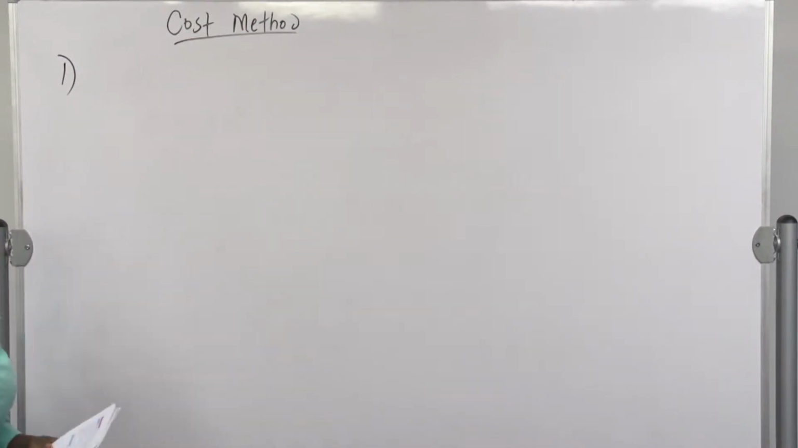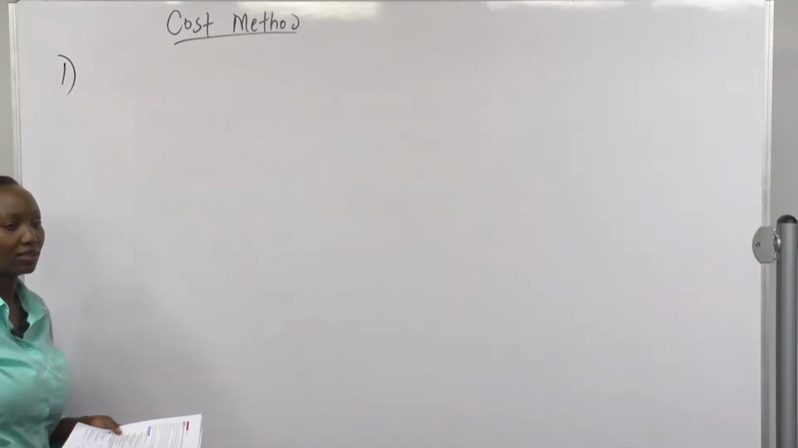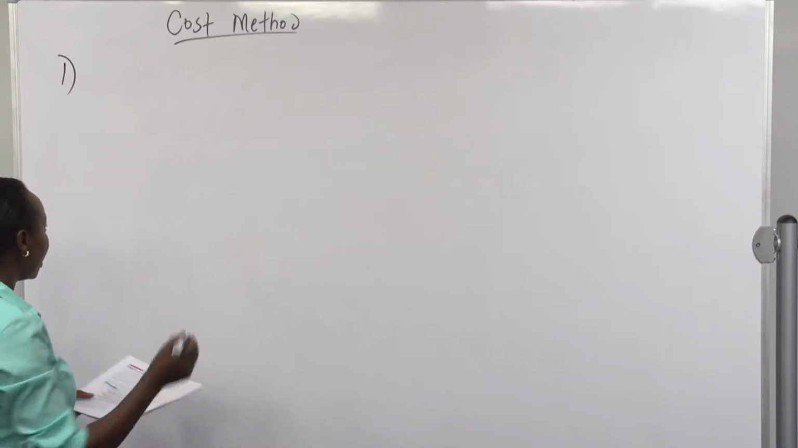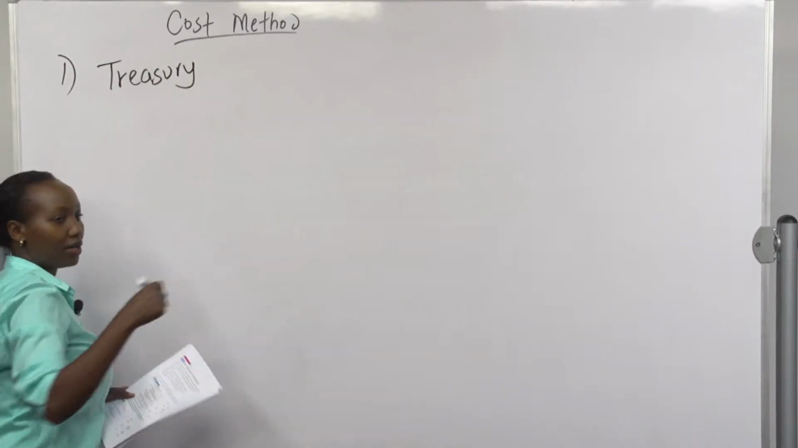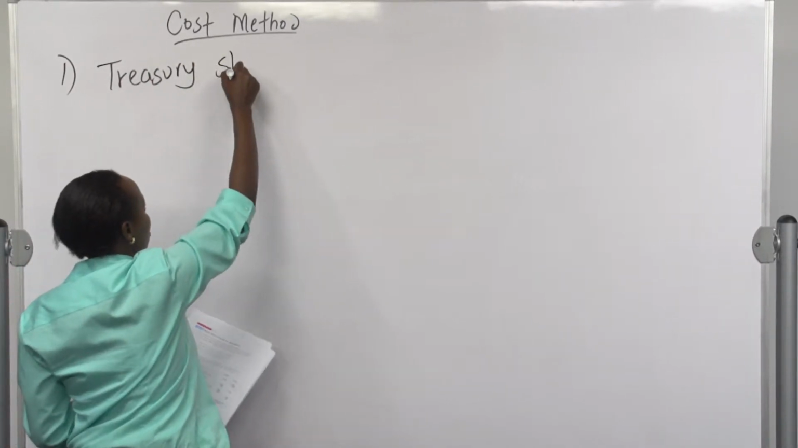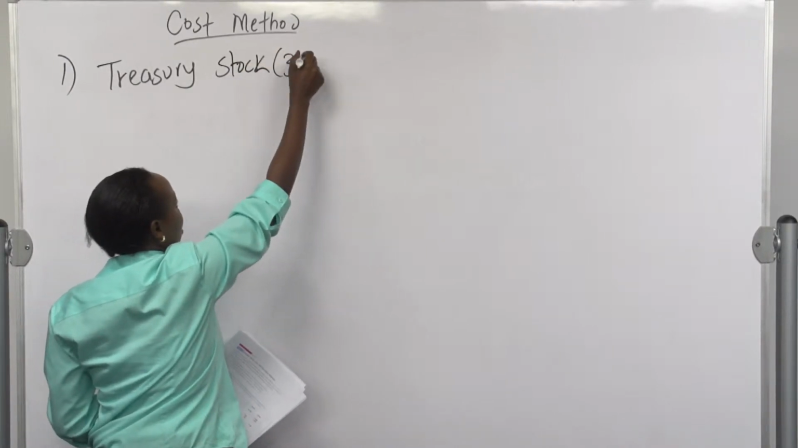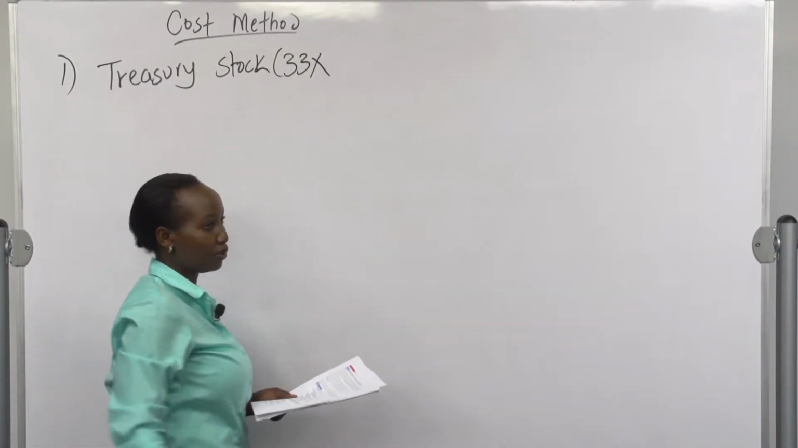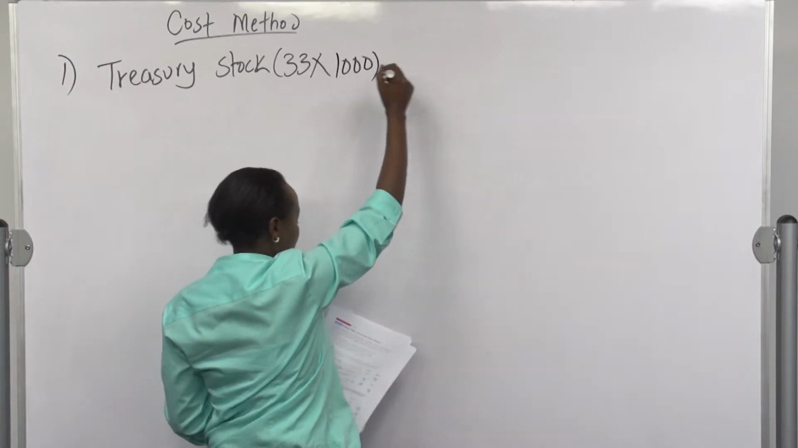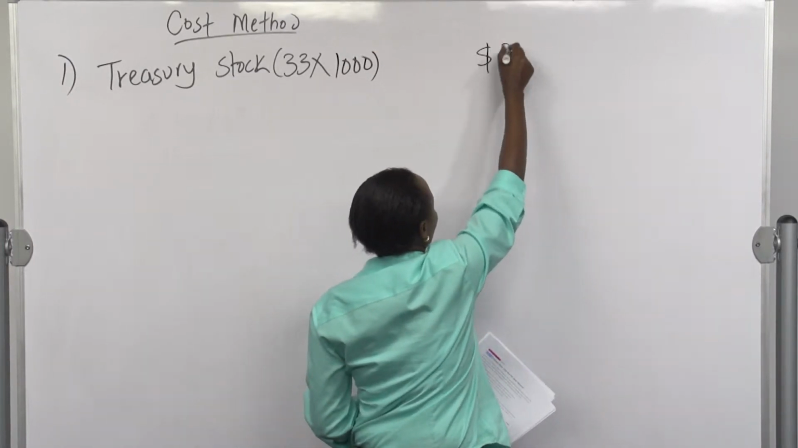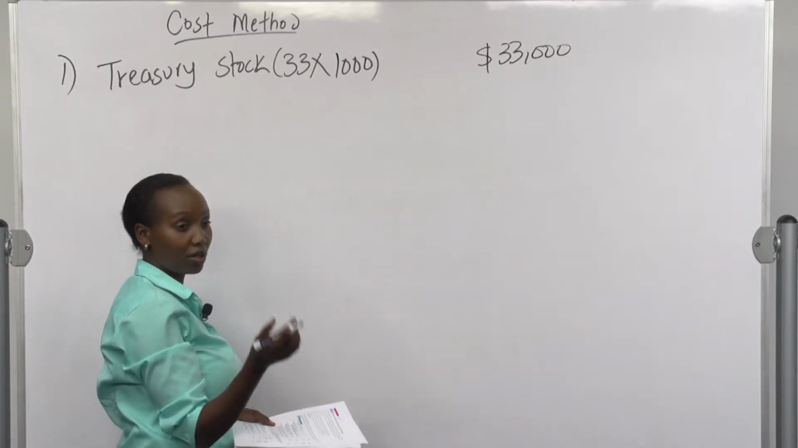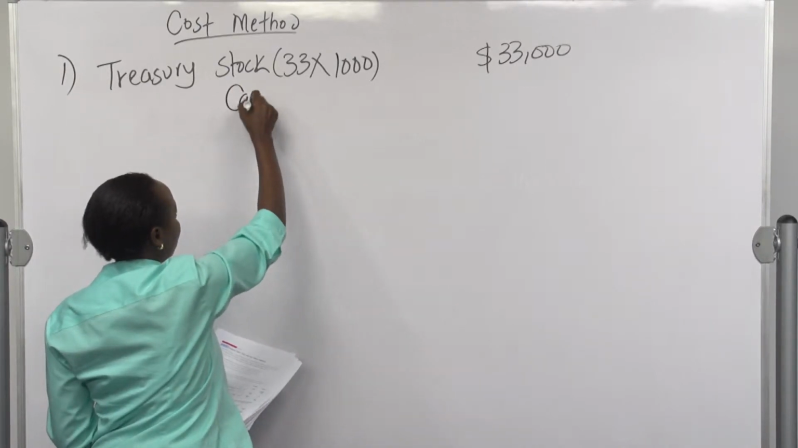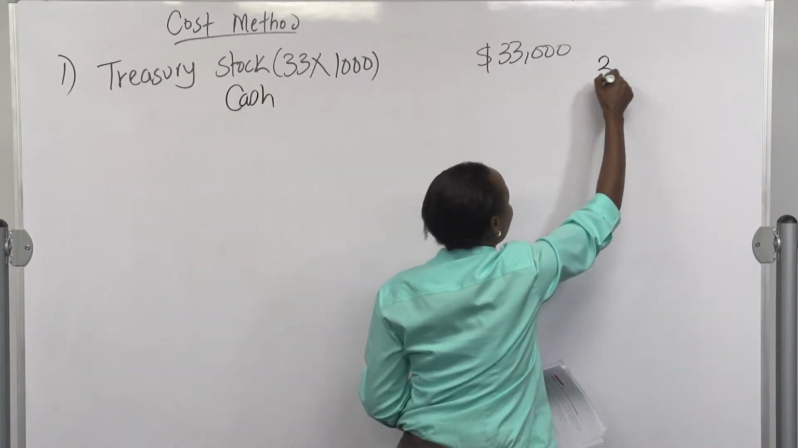Transaction 1, we reacquired 1,000 shares of common stock for $33 a share. So we're going to debit treasury stock using the cost, or what we paid for the treasury stock. So treasury stock for $33 multiplied by the number of shares, 1,000 shares. So we have $33,000, and this is a cash outflow because we bought them back. So cash for the same amount, $33,000.